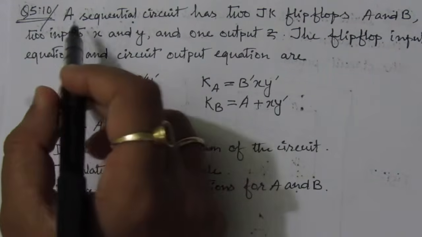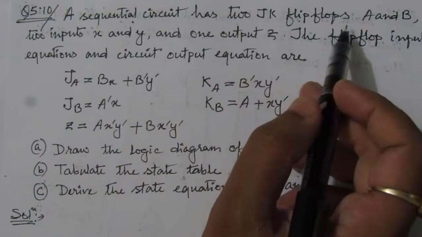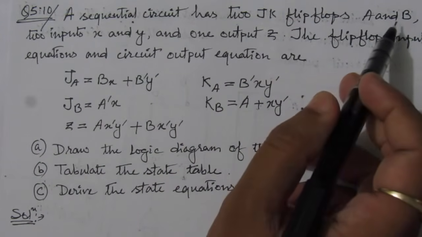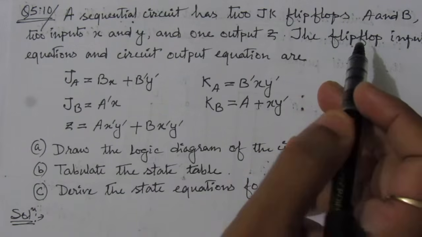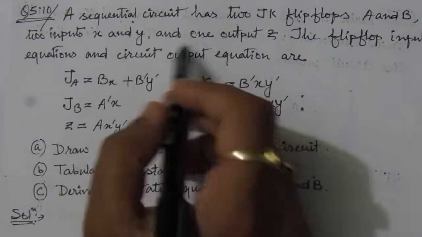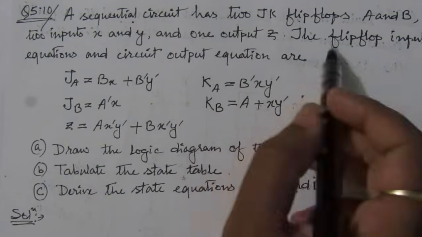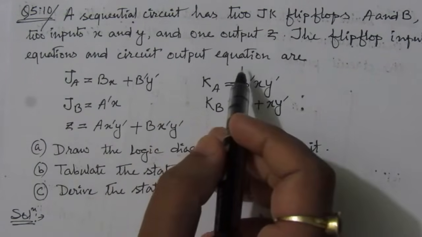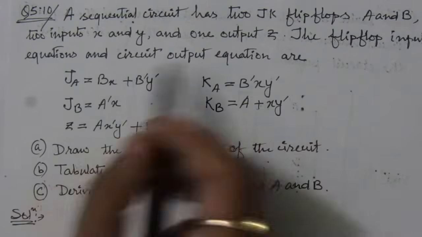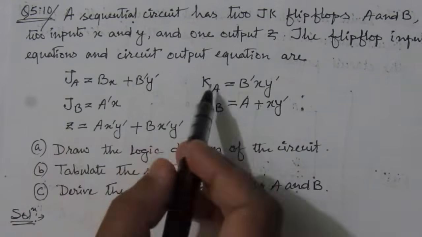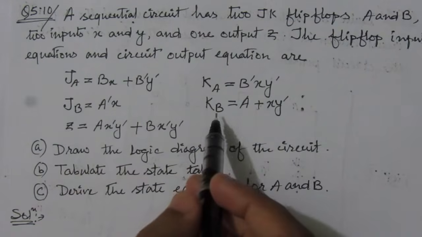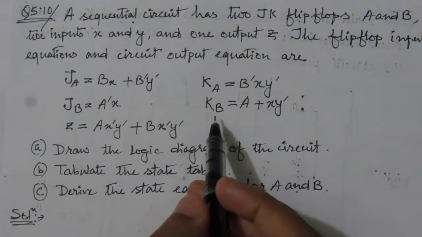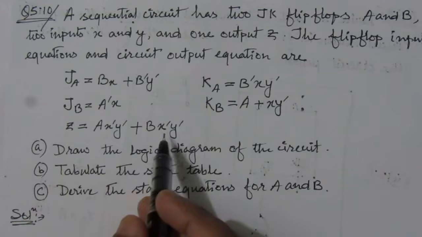The problem is: a sequential circuit has two JK flip-flops A and B. This A and B actually denote the outputs of these JK flip-flops, and the two inputs are X and Y and one output Z. The flip-flop input equations and circuit output equation are given. These are JA, KA for the first flip-flop, that is the A flip-flop, and JB and KB are the inputs for the B flip-flop. And Z is the output function.